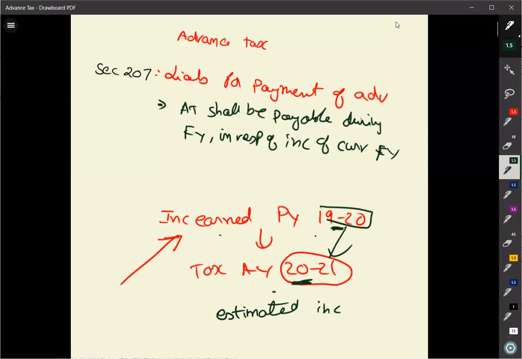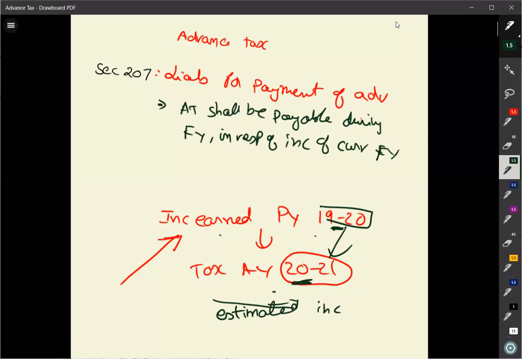In the last quarter, on 31st March, I have complete clarity. I am closing my books on 31st March and I know my total income. I also know the amount of tax I had already paid. The differential, I will pay as advance tax. So here, the concept of estimated income plays a very, very vital role when you are trying to calculate the advance tax.